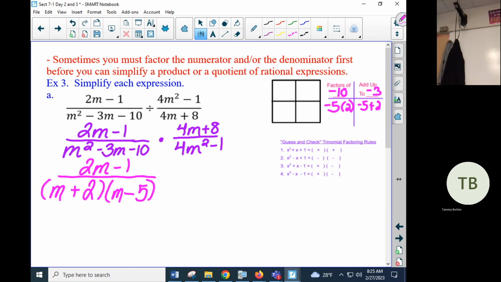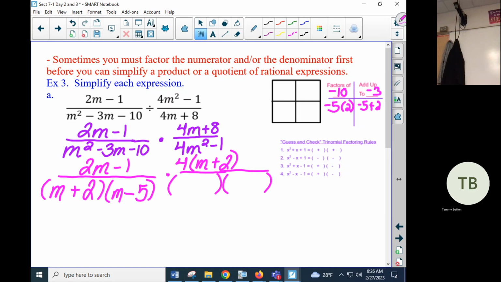Okay. Now on top here, I can factor out a 4. So I have to take that 4 out front and I look at 4 times what is 4m. So that's m. And 4 times what is 8, that's 2. Now this bottom one is difference of squares. And how I know that, this is squared. 4 is a perfect square. And 1 is a perfect square. Okay.